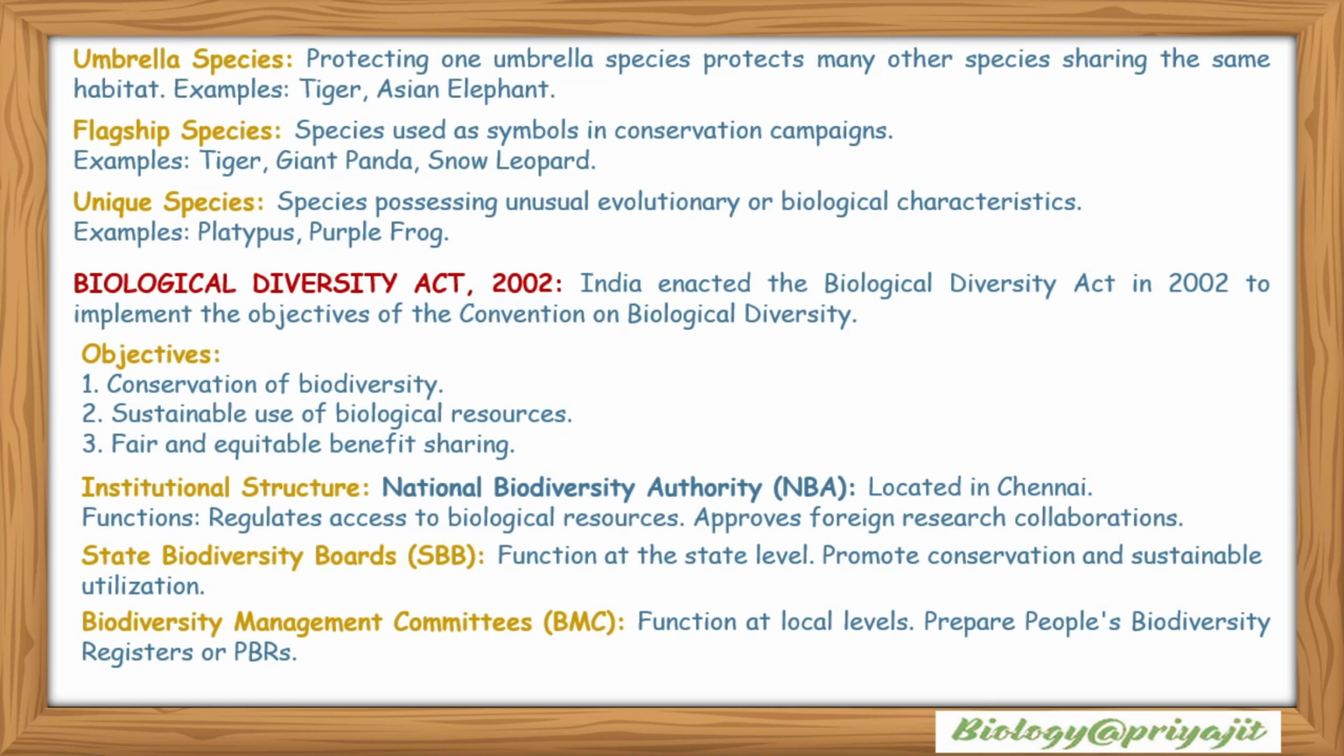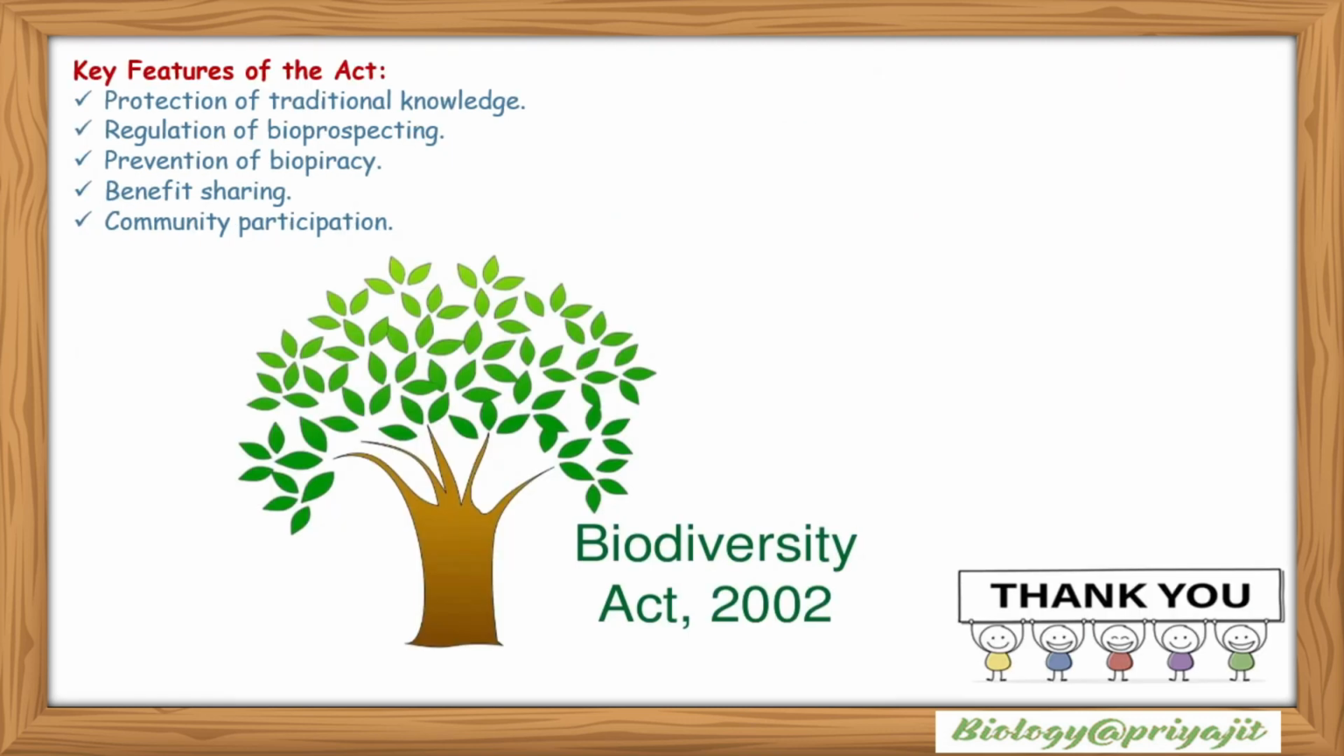Institutional structure: the National Biodiversity Authority, or NBA, located in Chennai. Its functions: regulate access to biological resources and approve foreign research collaborations. State Biodiversity Boards, or SBB, function at the state level, promoting conservation and sustainable utilization. Biodiversity Management Committees, or BMC, function at local levels and prepare People's Biodiversity Registers, or PBRs. Key features of the Act: protection of traditional knowledge, regulation of bioprospecting, prevention of biopiracy, benefit sharing and community participation.